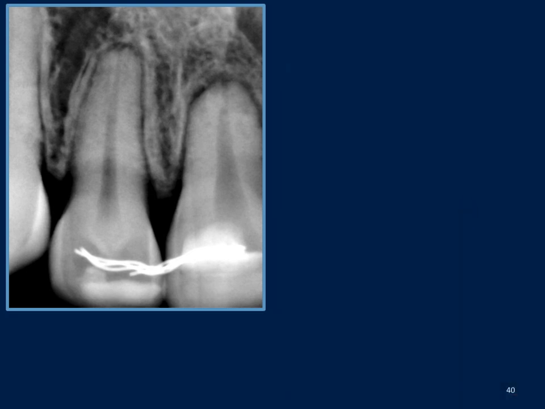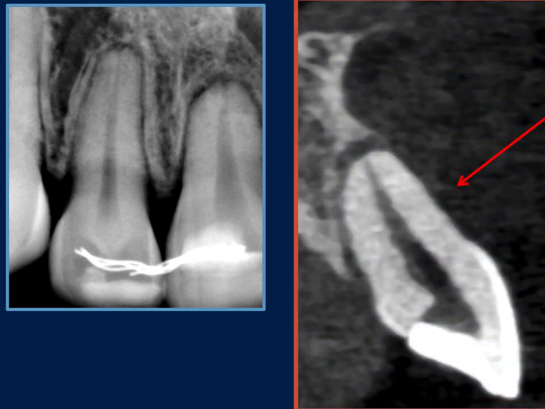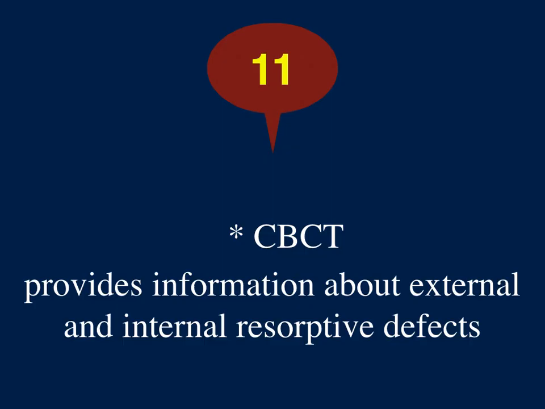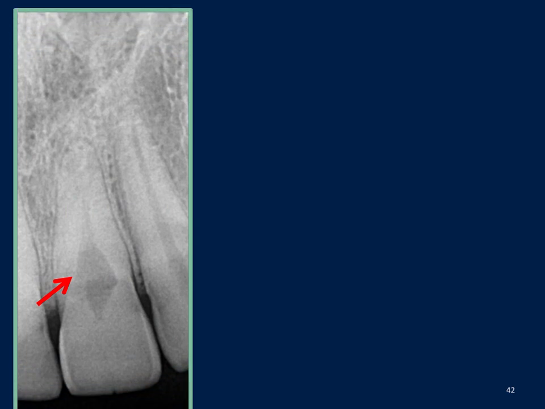So let's see another usage of cone beam. Cone beam will provide information about external and internal resorptive defect. Nowadays, I could not imagine making a diagnosis for such resorption without the cone beam. Is it internal or external? And why do we have to know internal or external? Because if it is internal, I go for conventional root canal treatment. If it is external, I have to use MTA to repair the defects.